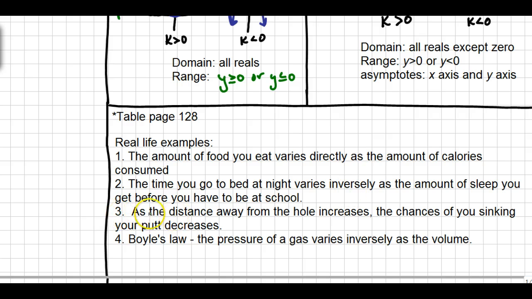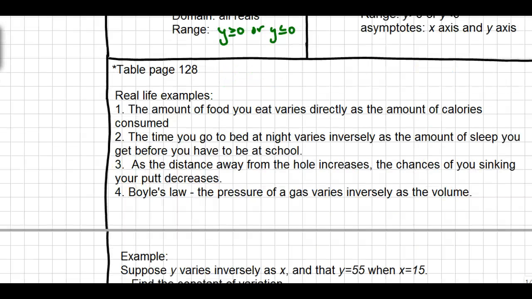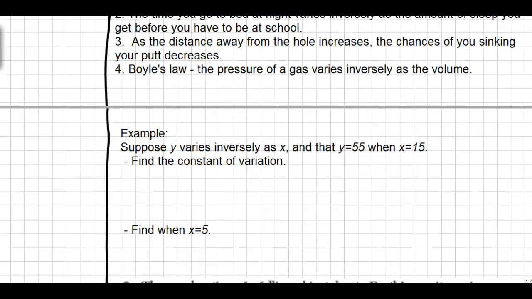Here's a sports example. As the distance away from the hole increases, chances of you sinking your putt in golf decreases. Usually it's easier to sink your putt when you're closer to the hole. So hopefully those help illustrate the direct and the inverse situations for students in real life. We're going to do a quick example working with numbers and the inverse equation. And there's a 4-step process here.